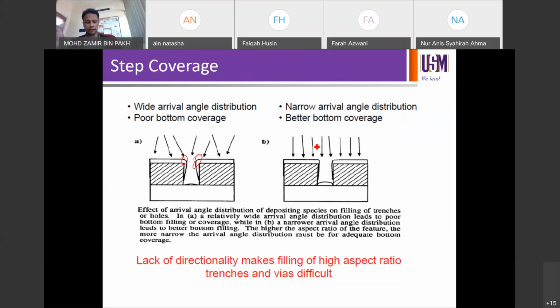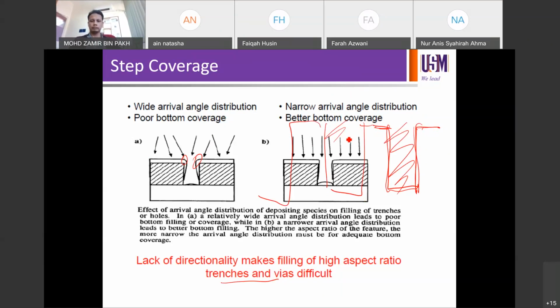So there's always a plus and minus of the deposition. Lack of directionality means filling of high aspect ratio trenches and vias is difficult. Usually we call this structure a trench or a via, this hole, trench or via. We're going to see later on, when we talk about interconnects, you're going to see more vias. So these are all vias. So filling in will be very difficult.